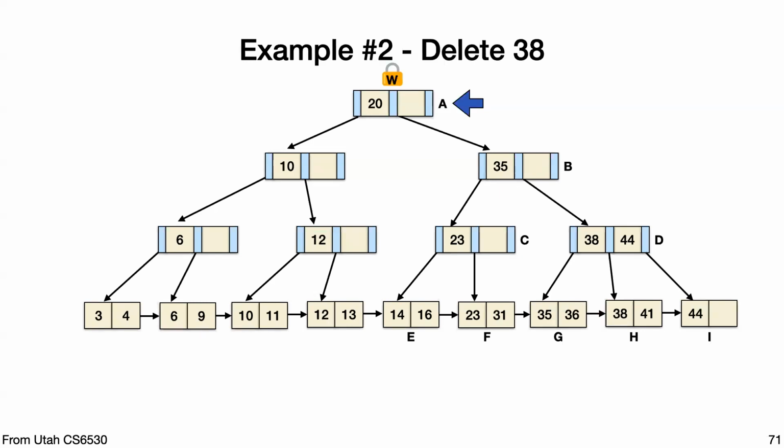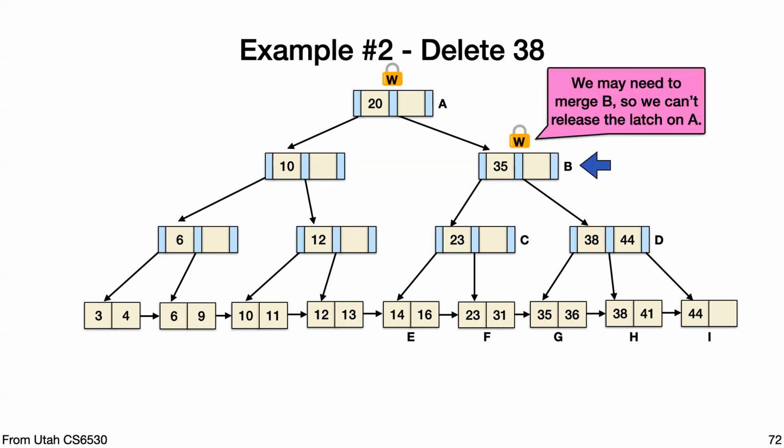Another example, slightly more complicated, is let's say we want to delete 38. So we take the write lock on the root. And we go down 1 level, and we don't know yet how this deletion of 38 is going to affect lower levels. So this deletion of 38 might change B, we don't know. And so we have to keep holding the write lock on both B and A.